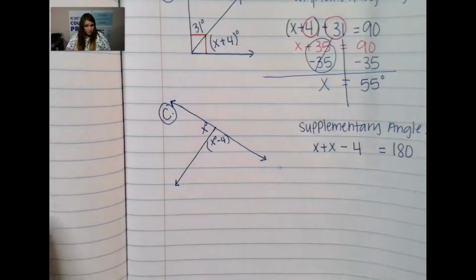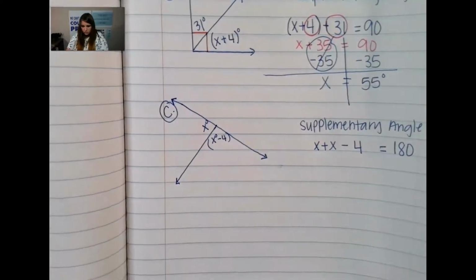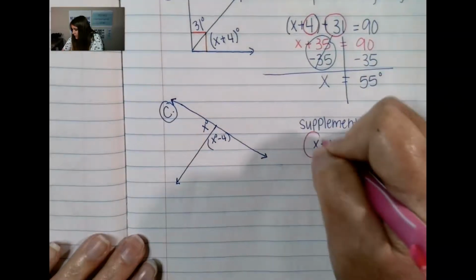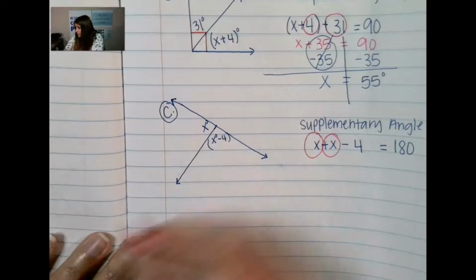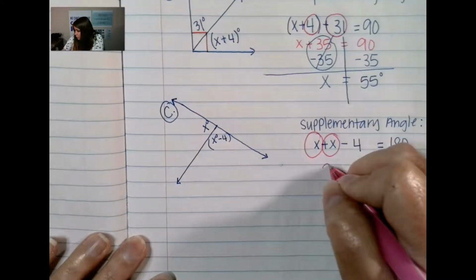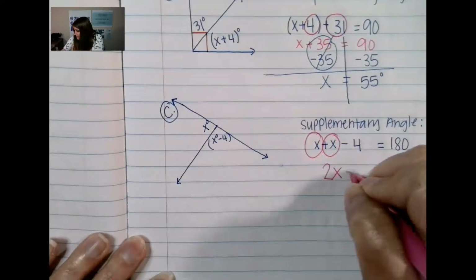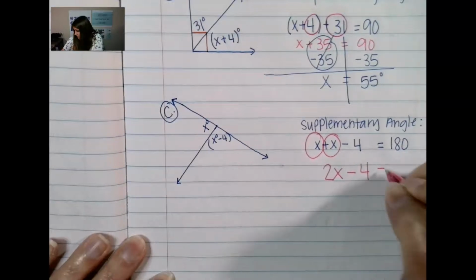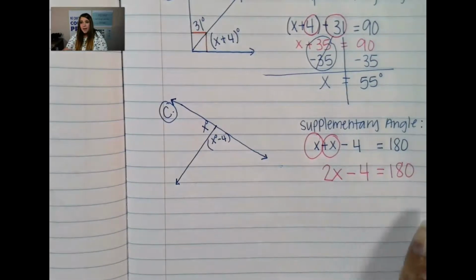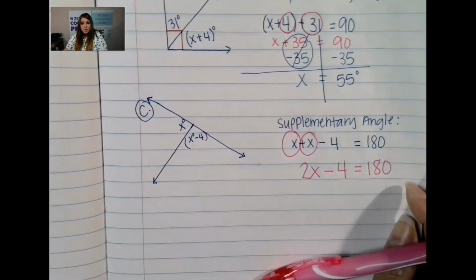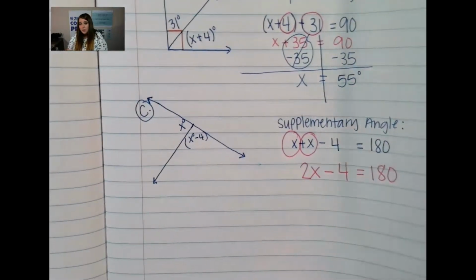So let me get my other color. I have an x here and I have an x here. We know that we combine things that are the same. So this is 2x minus 4 equals 180. That is our new problem. I just put the x's together and now I'm ready to solve.